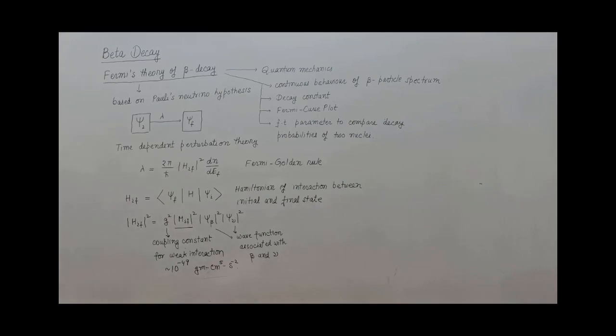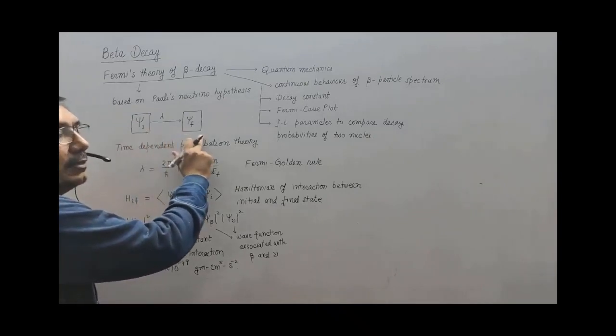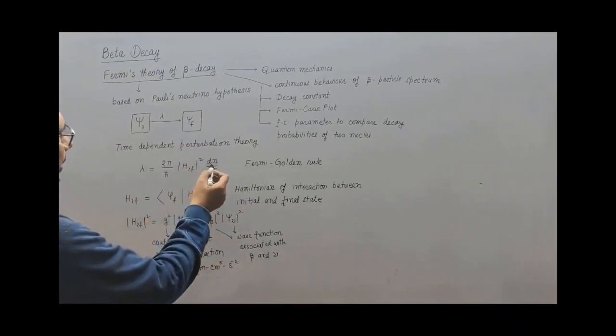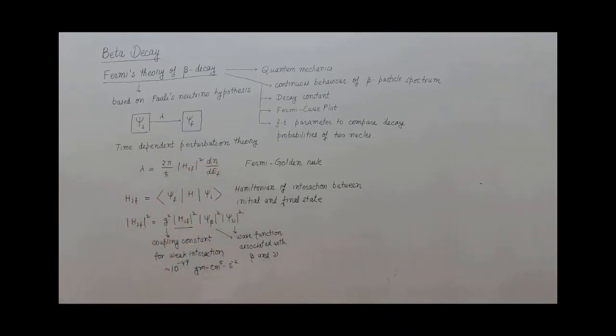Interaction between what? Interaction between the perturbed initial state of the nuclei with a large number of final states. Because the perturbed initial state is interacting with a large number of final states, that's why we are getting a continuous spectrum. And this dN by dEF represents the density of this large number of final states.